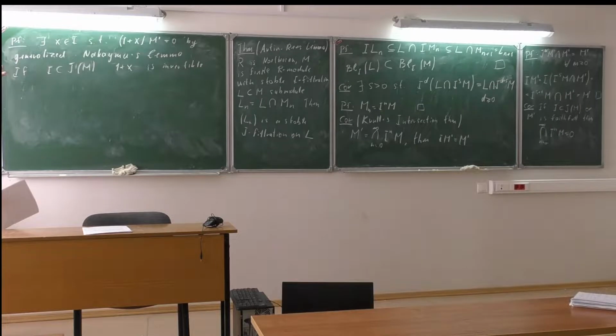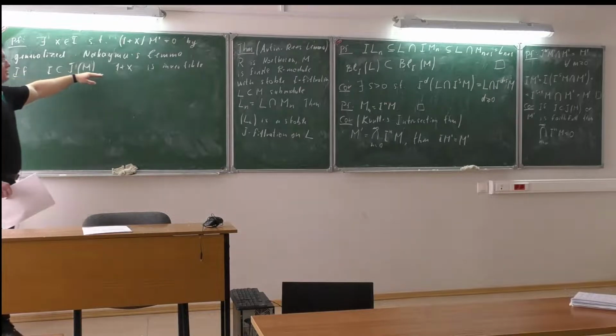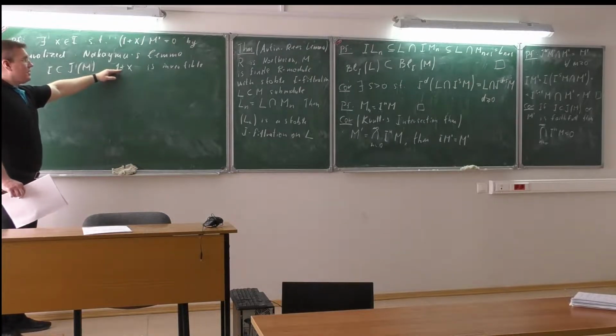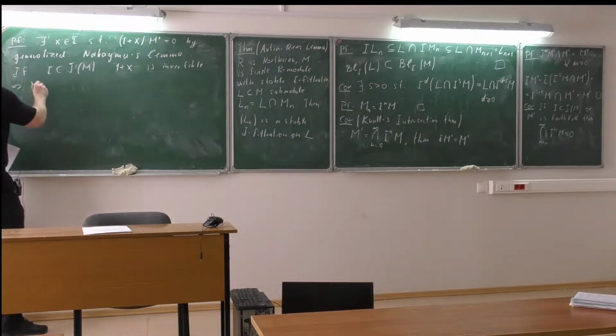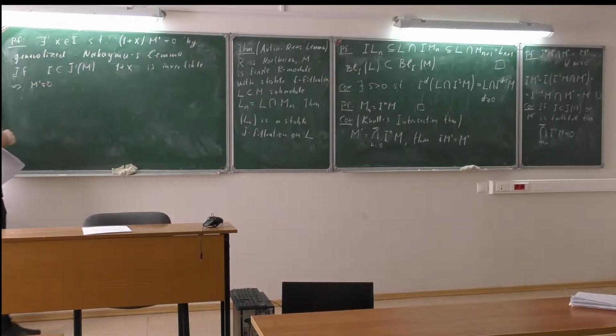Now, additionally, I know by Nakayama's lemma that if I is in the Jacobson radical, then 1 plus x is invertible. Hence m prime is 0. So m prime is the 0 module.